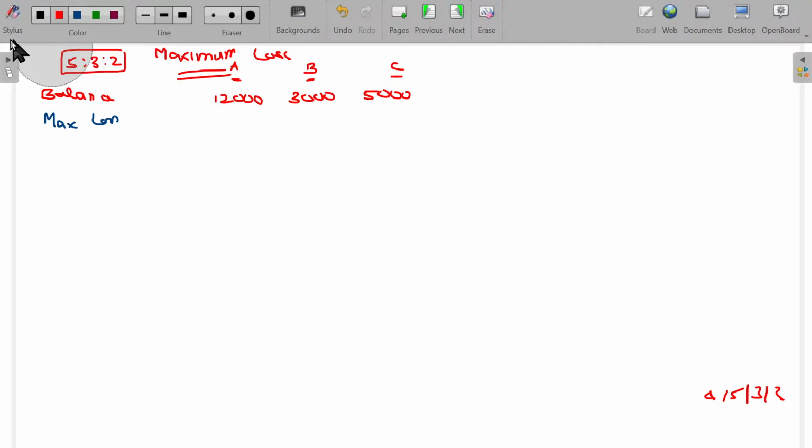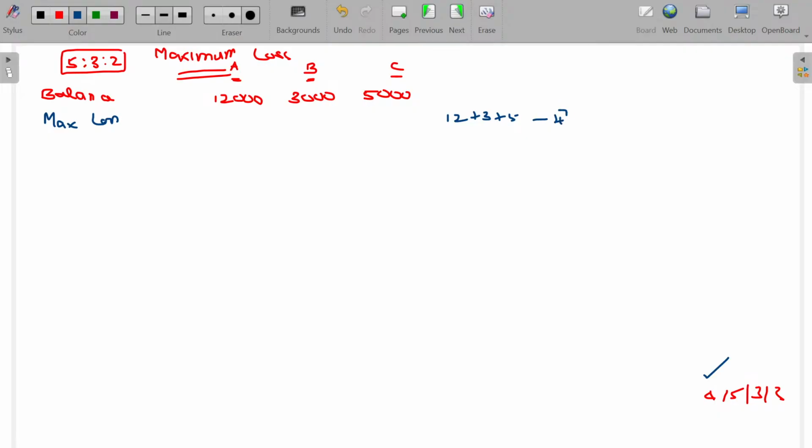Come on, tell me. How much is payable to the three partners? Currently, 12,000, 3,000 and 5,000. We assume that the amount you released here in the first case, 4,000, is the final amount. We don't get any more amount hereafter.